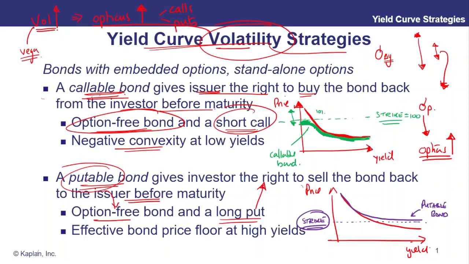So let's think a little bit about how adding options to our portfolio affects our duration and our convexity. Actually, let's go back to basics. When you buy a bond, if you go long a fixed coupon bond, let's remember that that means you've got positive duration and positive convexity.